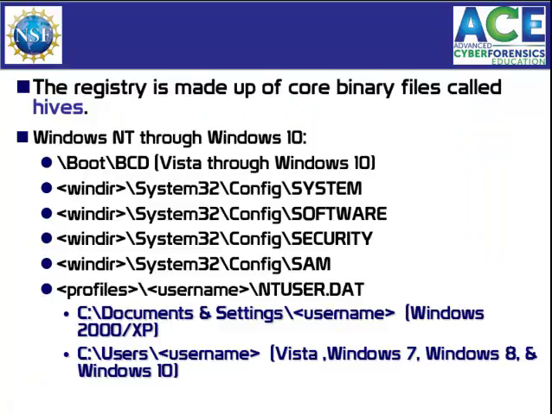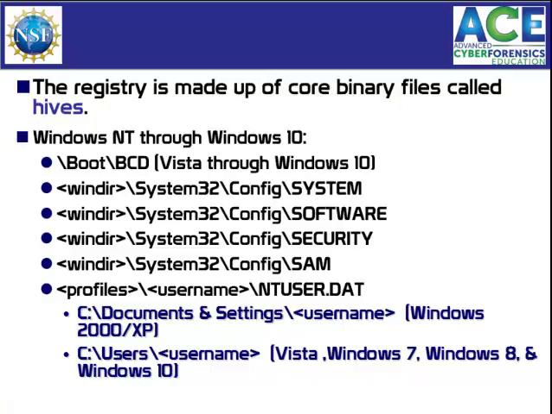So we'll start with the basics here. The registry is made up of core binary files called hives. These logical files exist in strategic locations throughout the operating system, and the screen in front of you shows where these items are typically stored. On Windows NT through Windows 10, you will find these files noted below, with the exception of the BCD file. The BCD file, which stands for Boot Configuration Data, is a registry file that appears within the regedit program when you bring it up in Windows. We'll talk more about that, but it does appear there. This began in Windows Vista and continues into Windows 10.